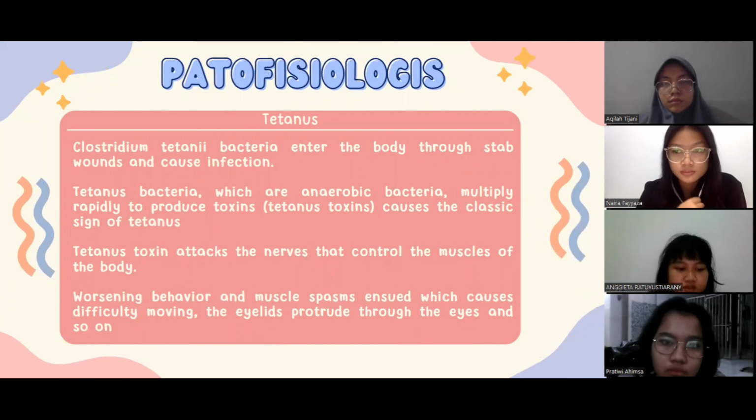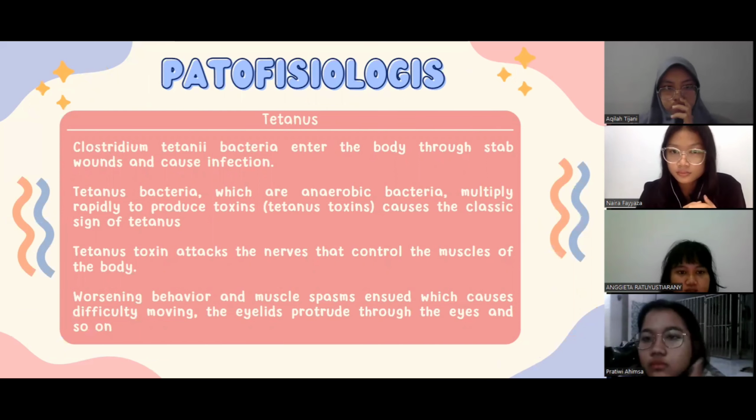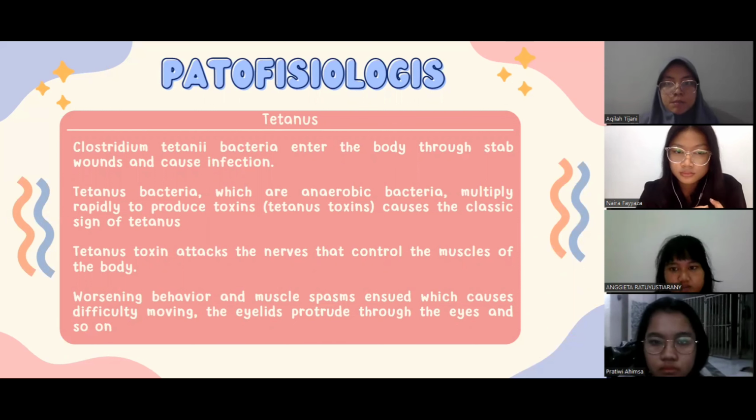Okay, the next explanation: the Clostridium tetani bacteria enter the body through a wound and cause infection. Next, the tetanus bacteria, which are anaerobic, multiply rapidly to produce a toxin, tetanus toxin, which causes the classic signs of tetanus. Tetanus toxin attacks the nerves that control the muscles of the body, worsening behavior and causing muscle spasms, which cause difficulty moving, the eyelids, and so on.